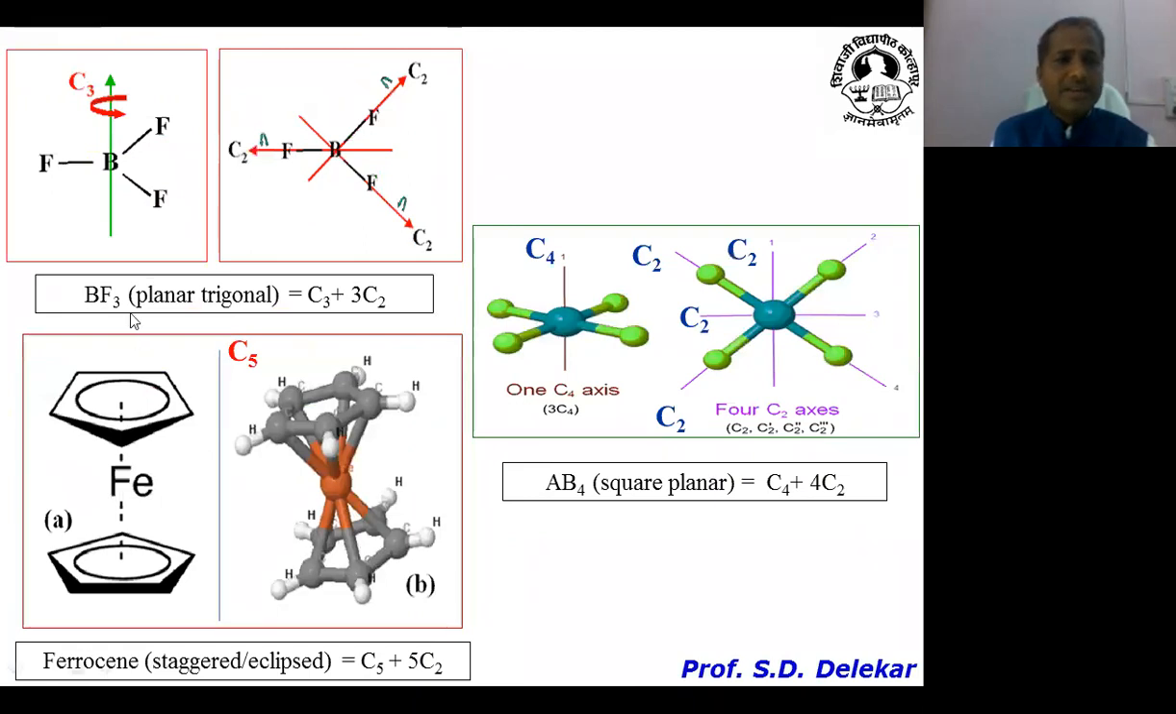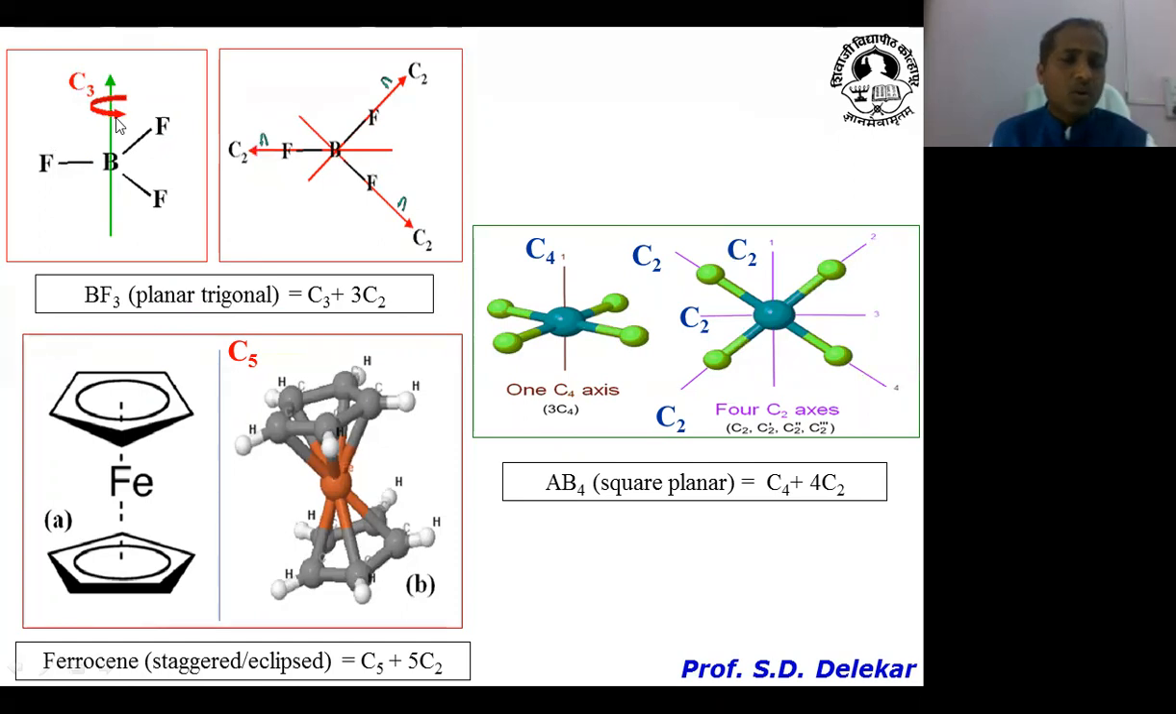Similarly, if you take the BF3 molecule, an AB3 molecule having triangular planar geometry, the overall structure looks like a three-arm fan. If the BF3 molecule is in one plane, then the imaginary axis passing through the boron is the vertical axis. What is the fold of this axis? The fold of this axis is threefold. Why threefold?